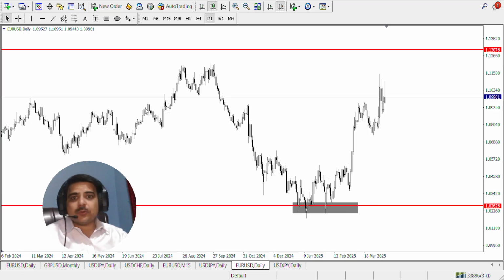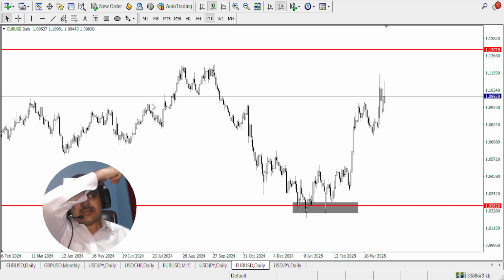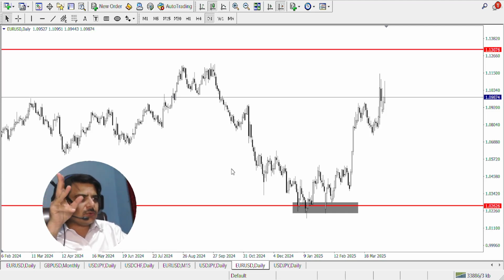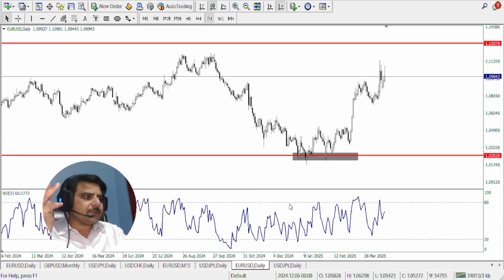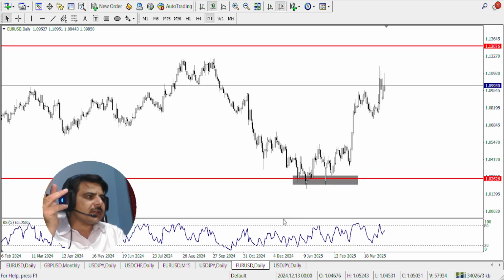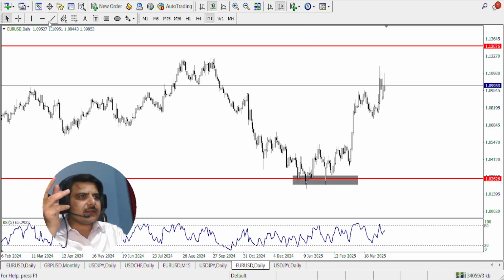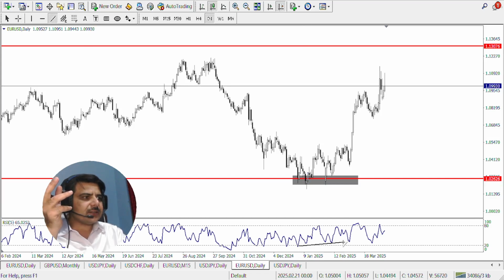RSI, you will understand it even better, right? So let me add RSI, and for those who ask me about my RSI settings, it is period 5, level 80 and level 20, overbought and oversold conditions. So right here if you see, we have sort of a divergence. If you see right here, it all started from here.